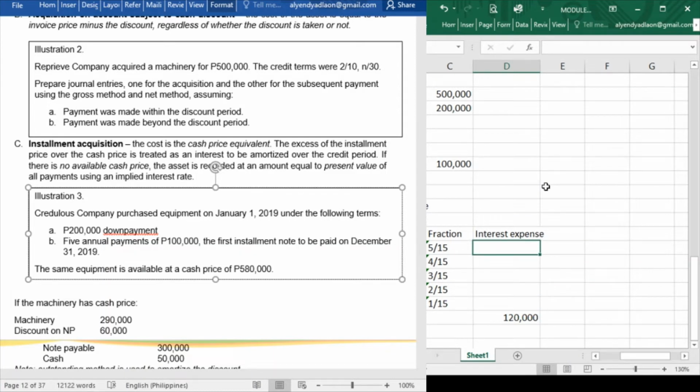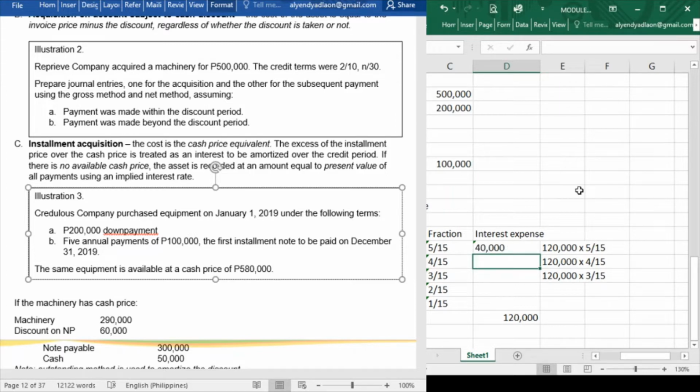Now, how do we compute the interest expense each year? So that would be 120,000 multiplied by the fraction of 5 over 15. Next, 120,000 multiplied by 4 over 15. And so on, 120,000 times 3 over 15. So 120,000 multiplied by the fraction of 5 over 15.